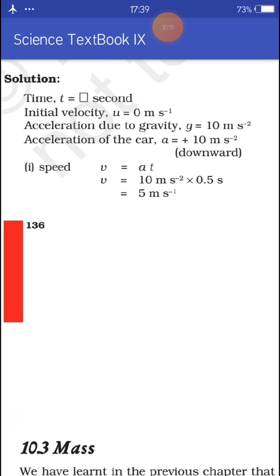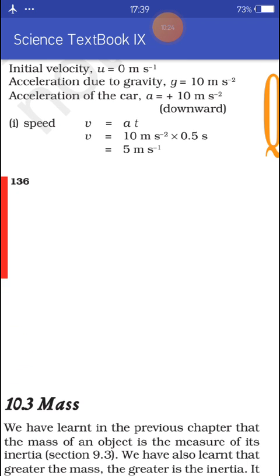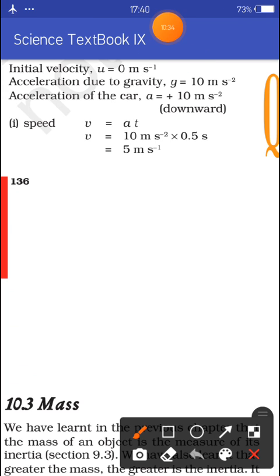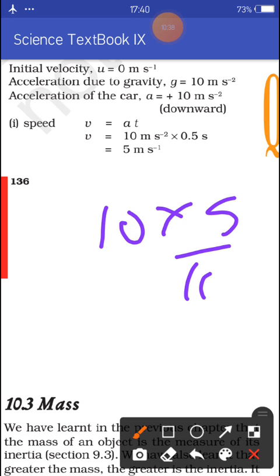So first we write the speed: v is equal to u plus gt. So v is equal to 10 into 0.5. 0.5 means 5 upon 10. 10 cut 10. So the answer is 5 meter per second.